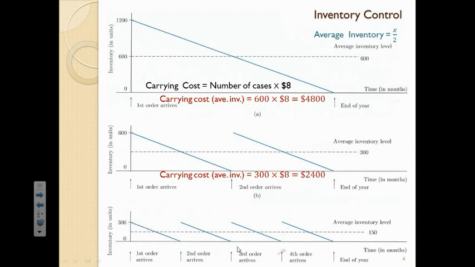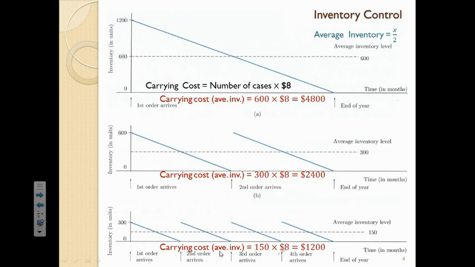Now, if we continue the same thing, but we order 4 times per year, we look at it and say that our average inventory is going to be our ordering total of 300 divided by 2, or 150. So for our carrying cost based on average inventory, we will do 4 orders per year to get 1,200.